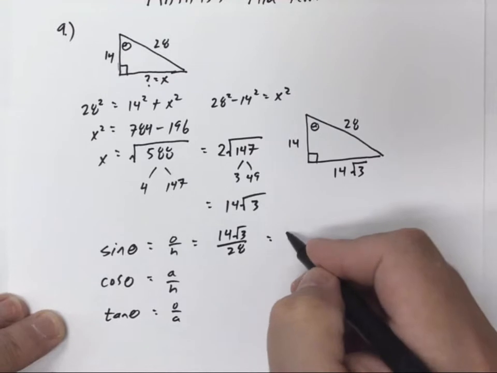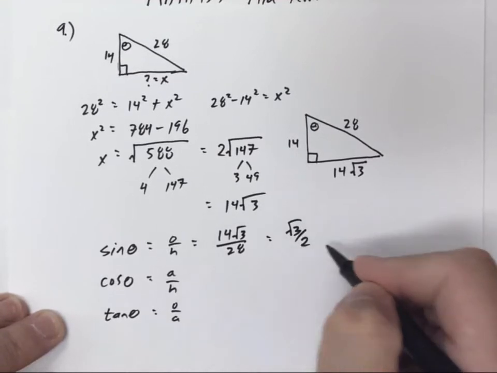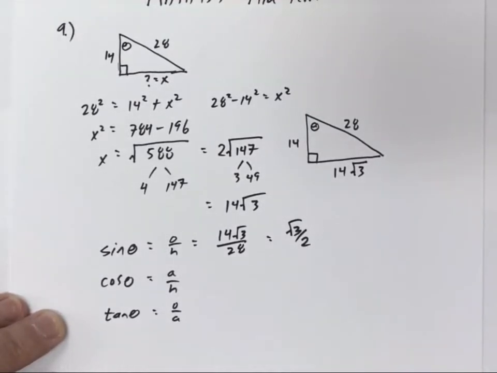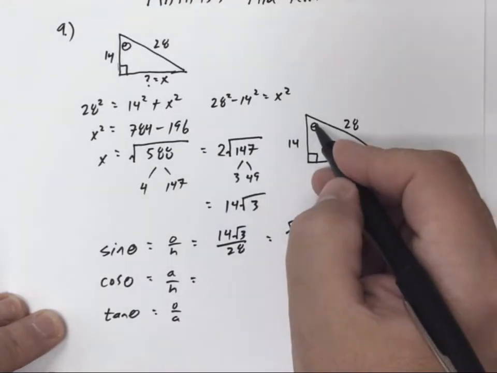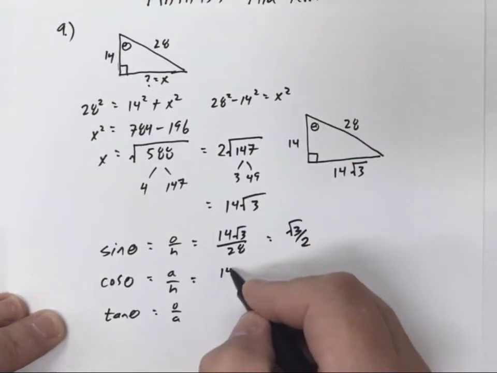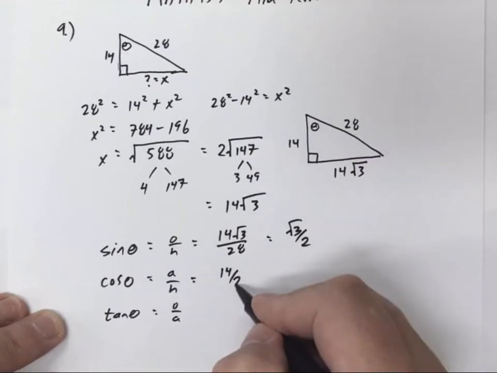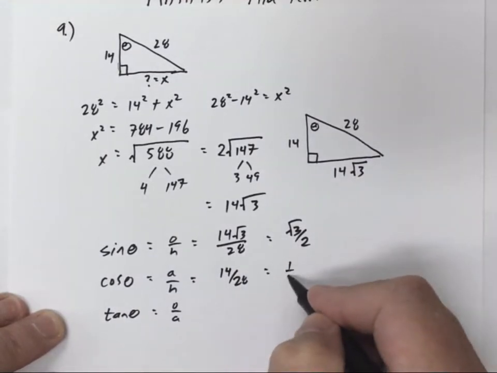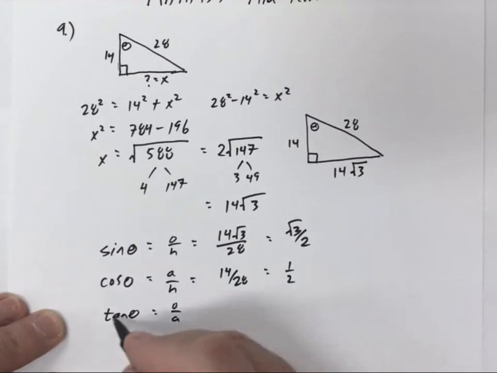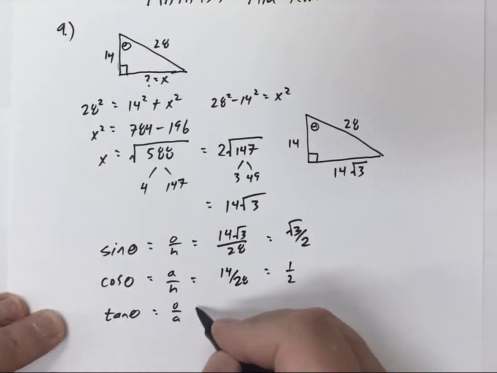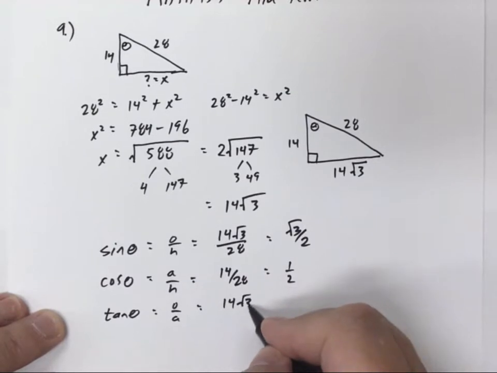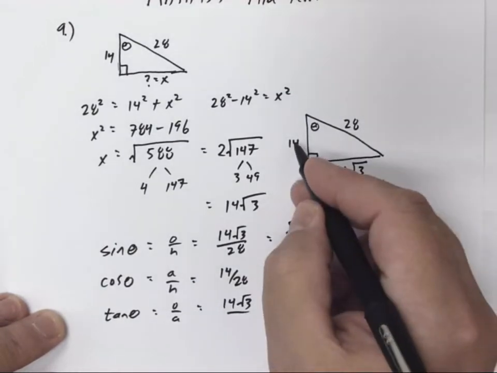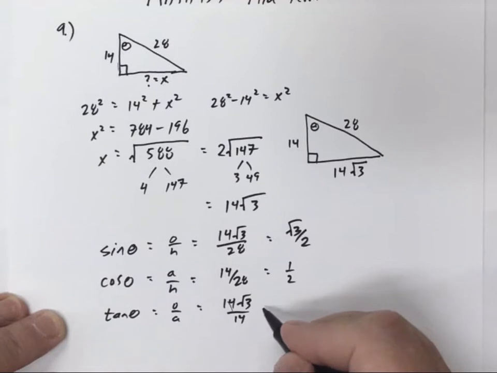14 square root of 3 over 28 reduces down to square root of 3 over 2, so that should be the sine. Cosine, CAH, adjacent: for this angle, 14 is the adjacent. Hypotenuse is 28. And then tangent, TOA, opposite. Opposite's 14 square root of 3 over adjacent 14. The 14s cancel out.